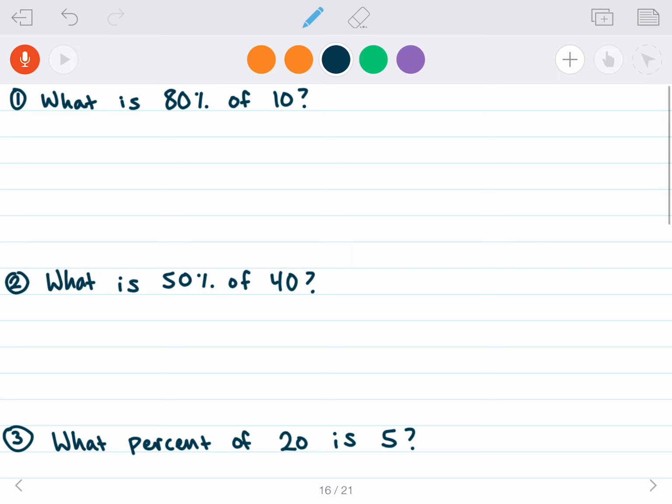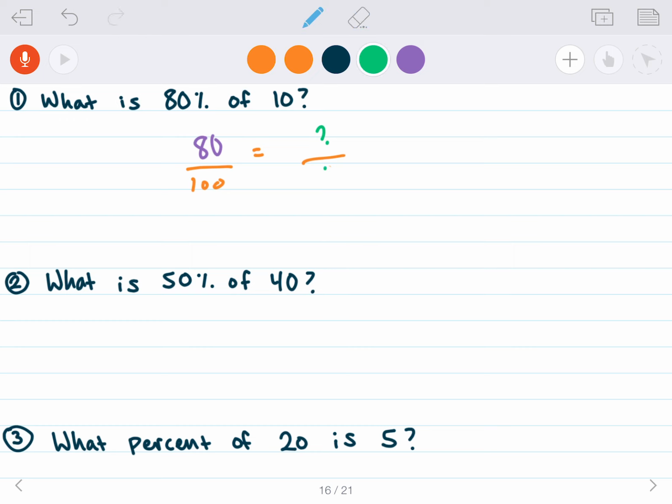So let's try some other examples. What is 80% of 10? Let's do our setup first. We have percent over 100 equals part over whole. So what is going to go in the place of our percent sign? That's going to be 80, right? Because we have 80%. So I'll replace that here with 80. And so we're asking what is. So again, we're looking for the missing part, so that's going to be our question mark here. And our whole is the number after of, typically. So our whole in this case is going to be 10.